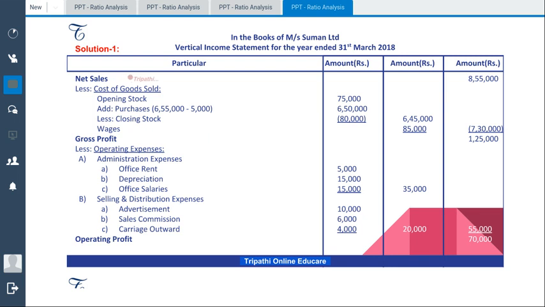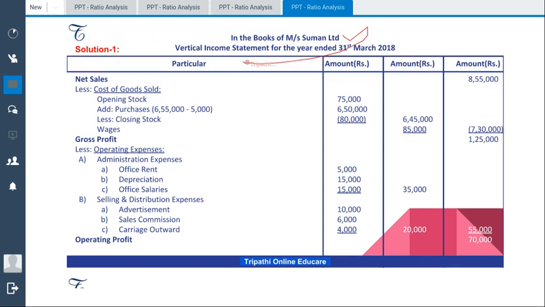Okay, so this is how we prepare vertical income statement. You will start with, in the books of Mrs. Suman Limited, vertical income statement for the year ended 31st March 2018. 4 columns: particular column, amount column, amount column, and amount column. 3 amount columns and 1 particular column.